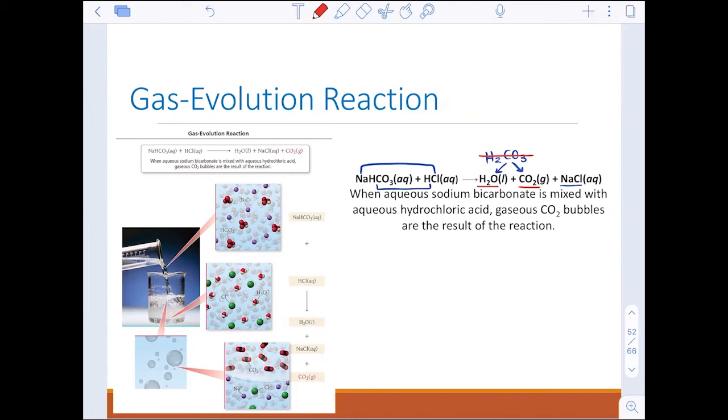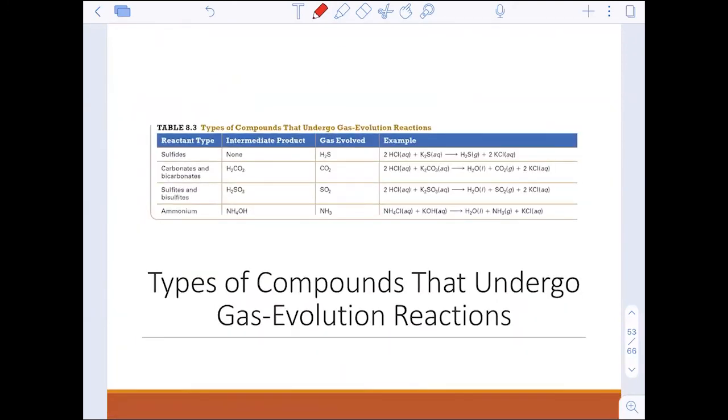Now you can actually do this reaction if you go to Home Depot and get some muriatic acid and then go to Target and get some baking soda. There you go. You can actually see the carbon dioxide bubble out of the solution. Super exciting. Here are the types of common reactions that undergo gas evolution.